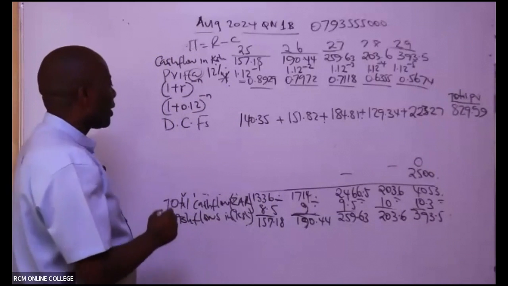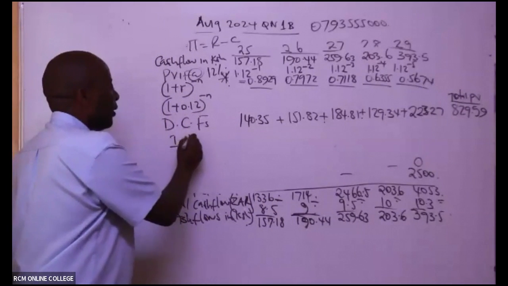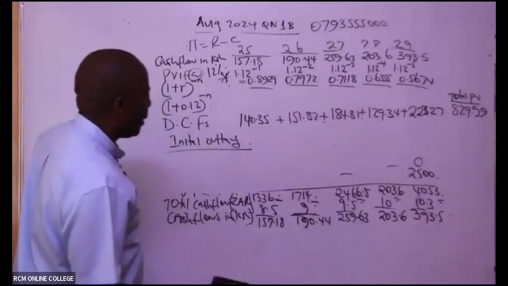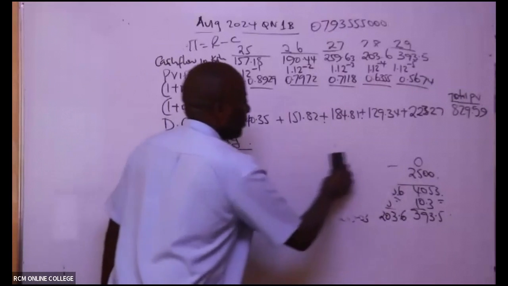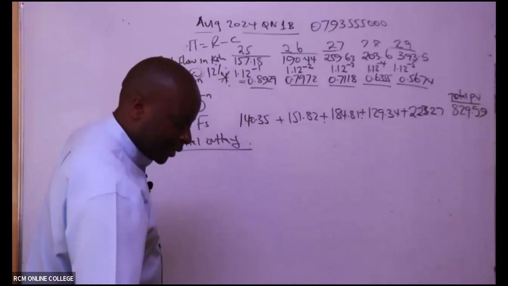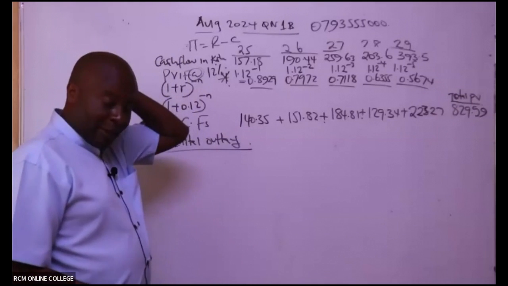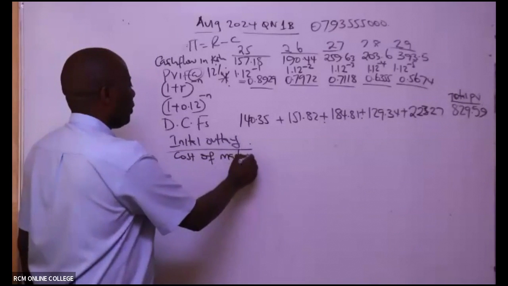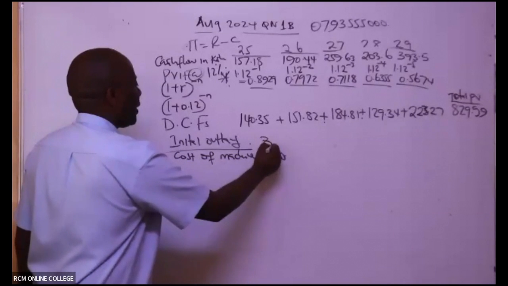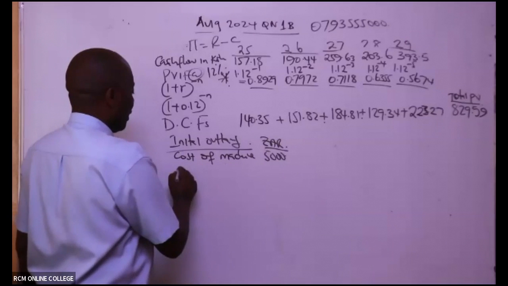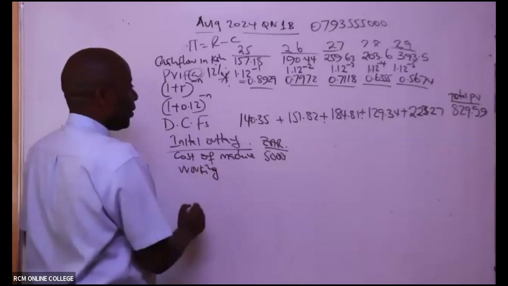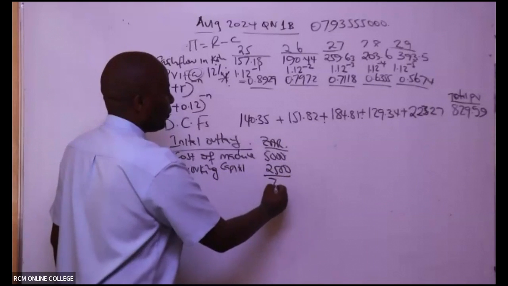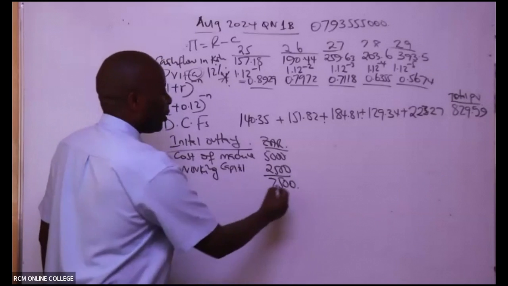So then what I would want to do, ladies and gentlemen, is to calculate the initial outlay. What is the initial outlay here? Initial outlay will have two components. The major components here will be the initial cost of the machine, which is 5,000. Remember, these are South African rands. And then we have working capital, which will be injected at the beginning and recovered later, which was 2,500, giving me a total of 7,500. So these are ZARs.